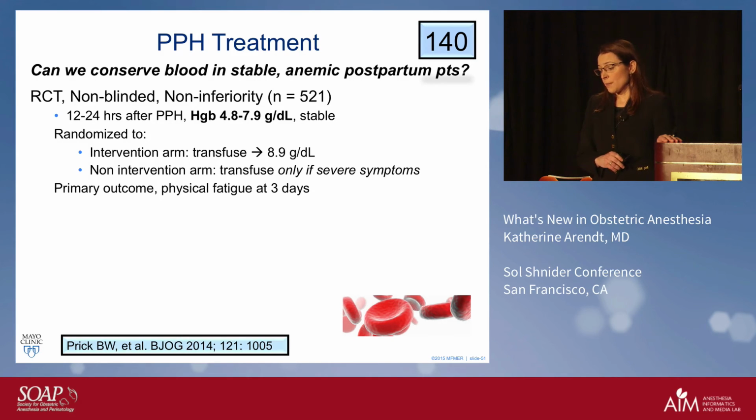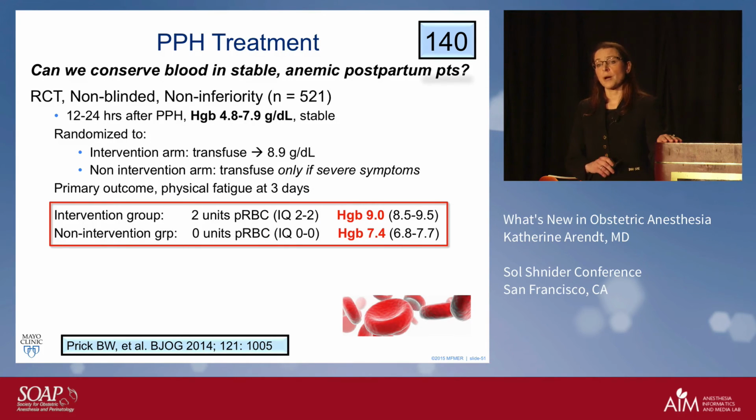Their primary outcome was physical fatigue at 3 days on an 18-point fatigue scale. The intervention group got a total of 2 units of RBCs, with an interquartile range of 2 to 2, with a discharge hemoglobin of 9. The non-intervention group got no blood, typically with a discharge hemoglobin of 7.4. I do want to show you that they never got down to this 4.8. Their lowest hemoglobin in that non-intervention group was 6.8, because remember, these patients had to be asymptomatic.